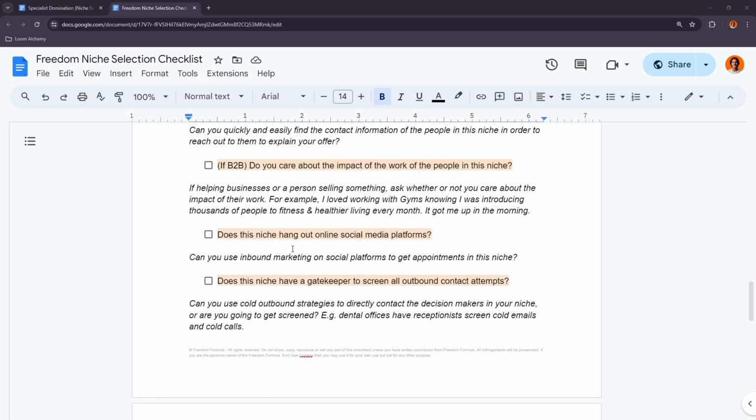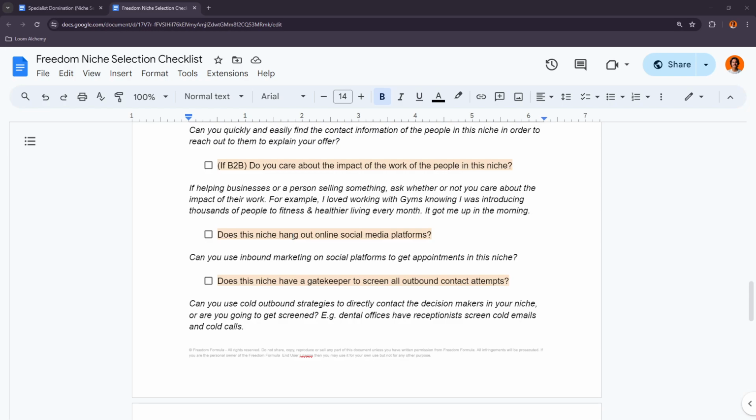The next one is, does this niche hang out on social media platforms? Because that's where you are going to set up inbound marketing, right? So it's much better if they actually do use social media, even if it is Facebook, LinkedIn, or any other. But it's much better if they are available on social media, so that you can make an inbound strategy for that.